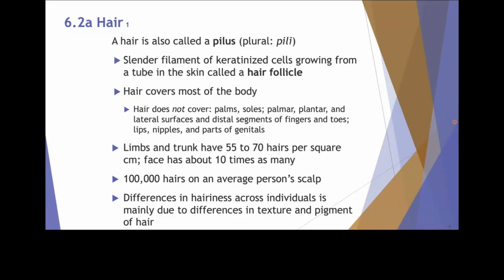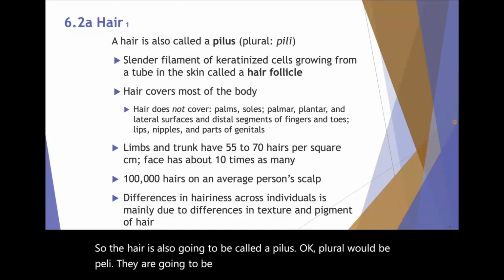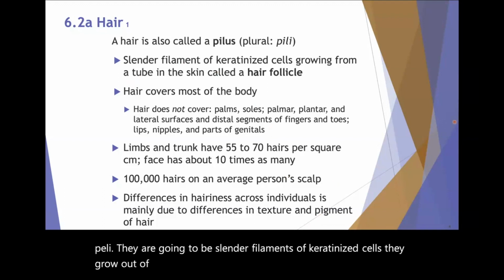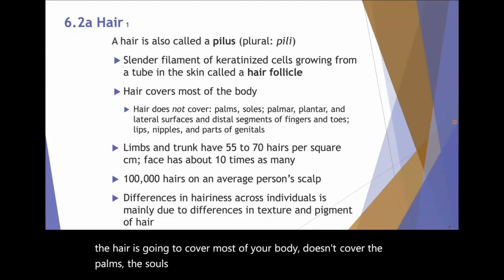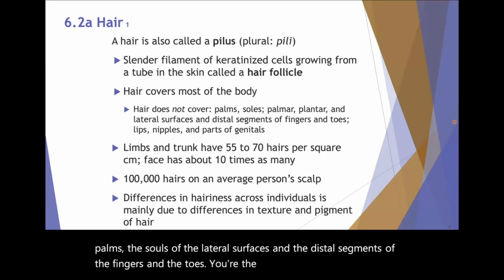So the hair is also going to be called a pilus, okay? Plural would be pili. They are going to be slender filaments of keratinized cells. They grow out of a tube in the skin called the hair follicle. And so the hair is going to cover most of your body, doesn't cover the palms, the soles, the lateral surfaces and the distal segments of the fingers and the toes, the lips, nipples, parts of the genitals.